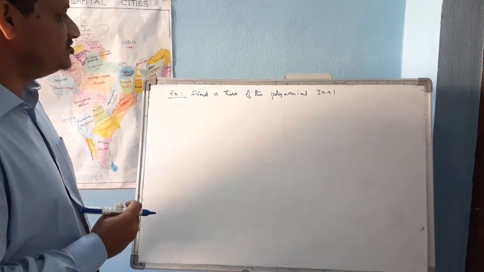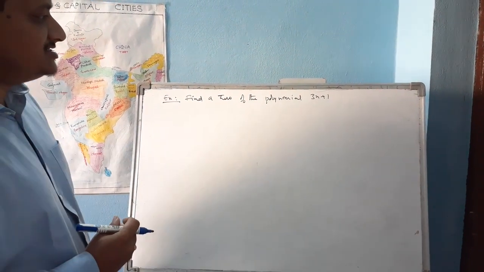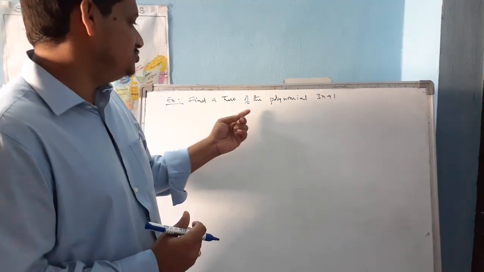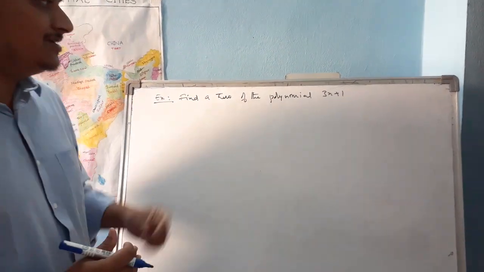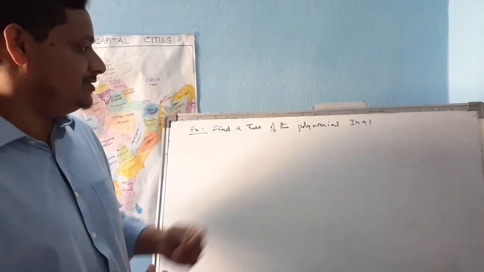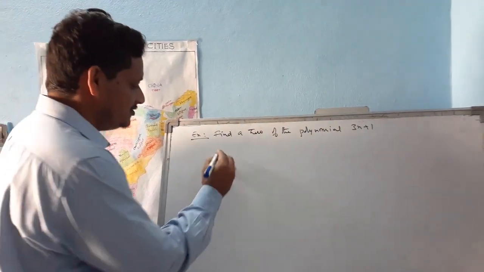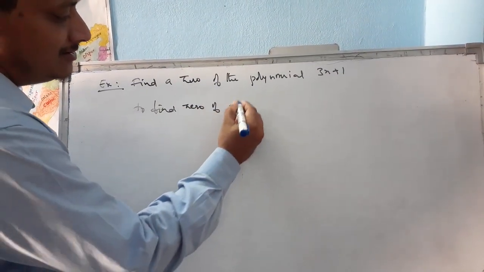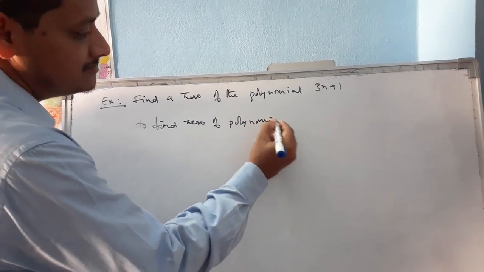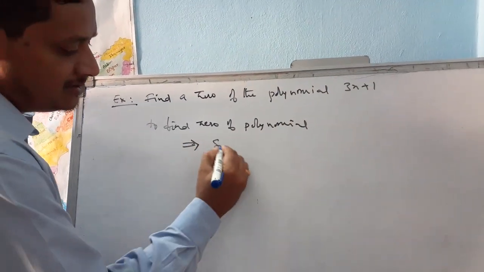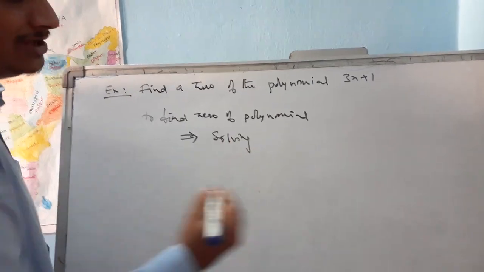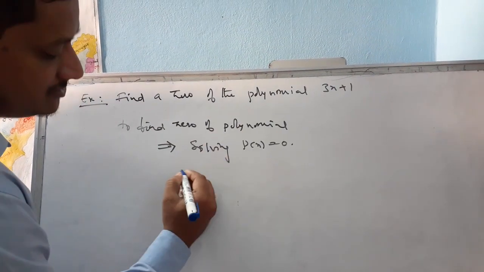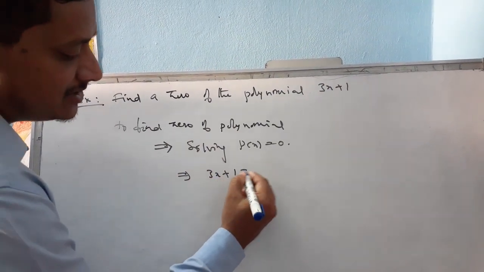So now find the zero of the polynomial 3x plus 1. Finding the zero of the polynomial is the same as solving the equation p of x equal to 0. To find the zero of a polynomial, that is nothing but solving p of x equal to 0. So p of x equal to 0 implies 3x plus 1 equal to 0.